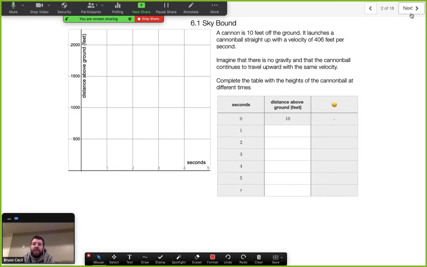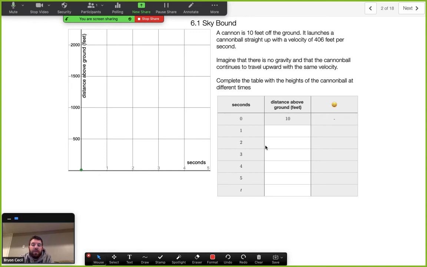Okay, so we got 18 slides here. So now, guys, we've got our cannonball, and it's shot 10 foot off the ground. So that's why we see at 0, we're at 10. And then it launches straight up with a velocity of 406 feet per second. So imagine if there's no gravity and it just continues to travel upward, same velocity. That is not going to be a quadratic, that's going to be linear, because I'm going to start at 10, and every second I'm going to add 406.